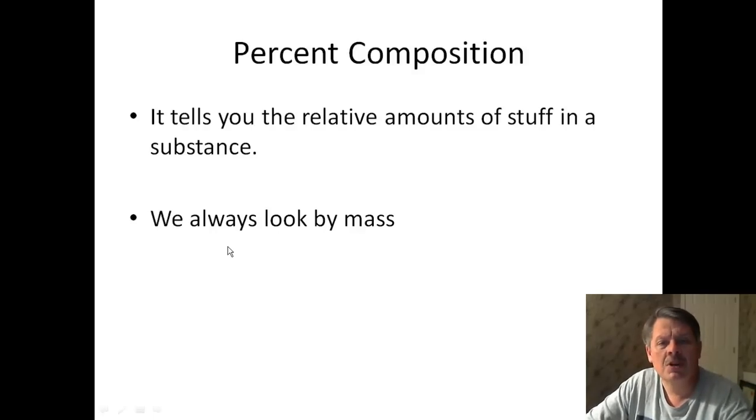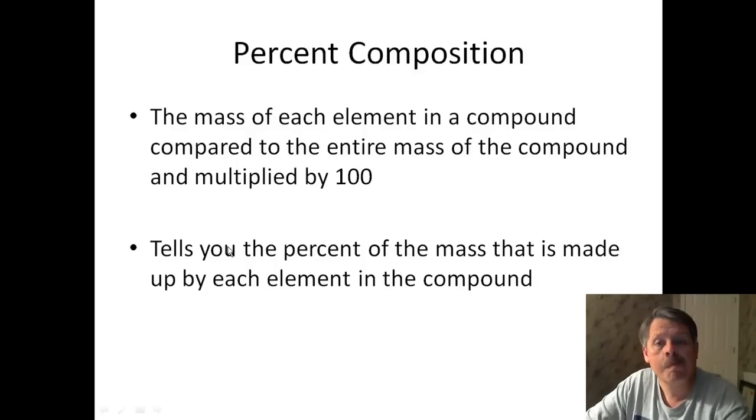Percent composition tells you the relative amounts of stuff in a substance. And we always look by mass. So you might want to write that down. It always tells you the relative amounts of stuff in a substance, and we always do it by mass. So percent composition is the mass of each element in a compound compared to the entire mass of the compound and multiplied by 100. Again, probably should write that down. Essentially, it tells you the percent of the mass that's made up by each element in the compound. That kind of makes sense.